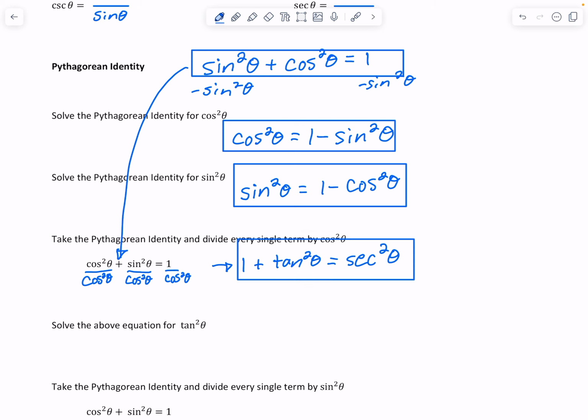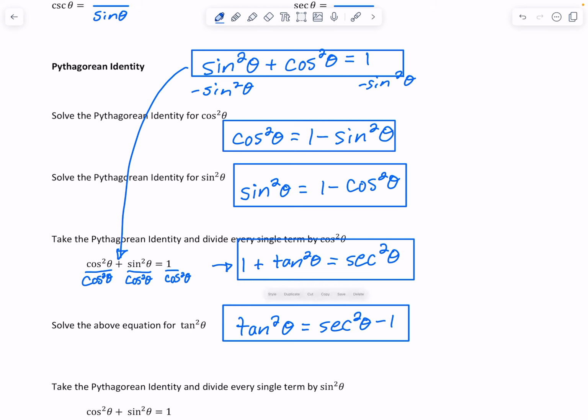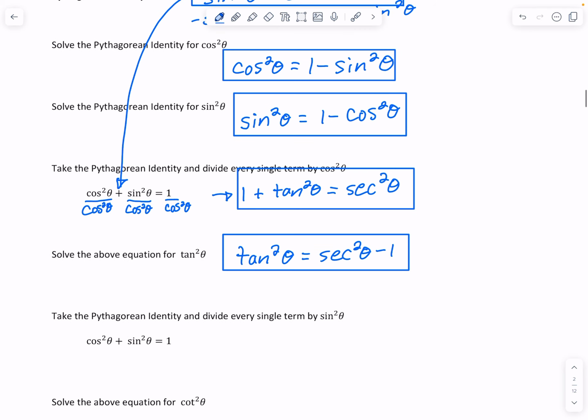And then they said solve that equation for tangent. Okay, well, I could do tangent squared theta equals secant squared theta minus 1. So that's another one. They don't tell us to do it, but we're going to go ahead and do it anyway. I could solve, oh, it's already solved for secant, so we have those two. I could come up with one more equation. I guess I could do this.